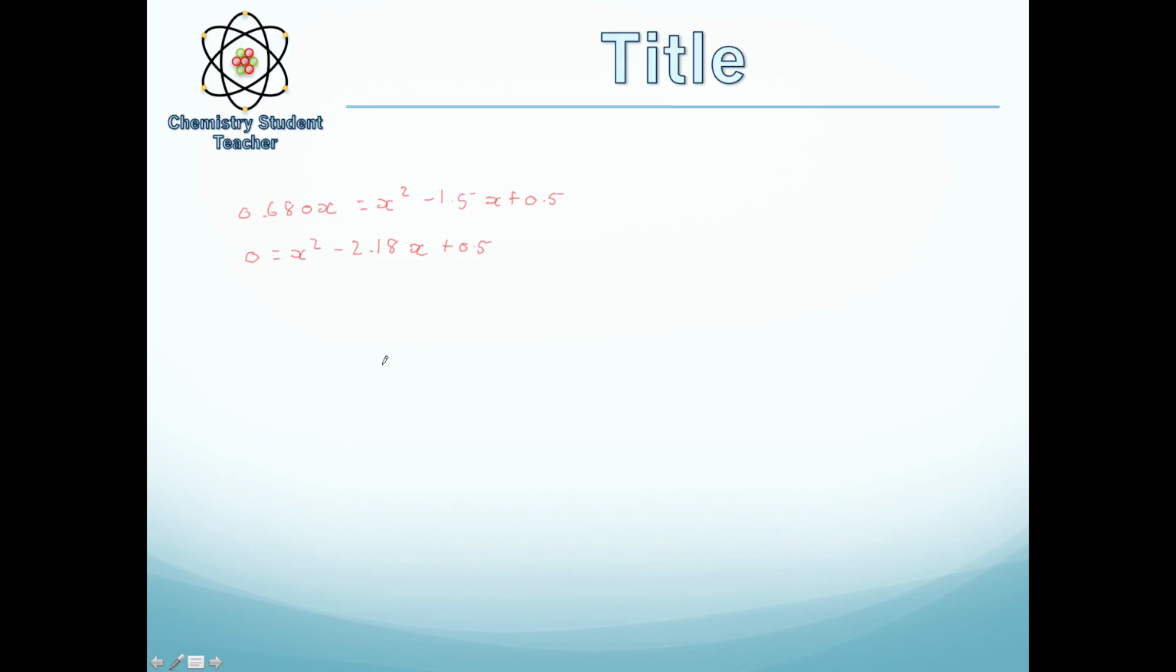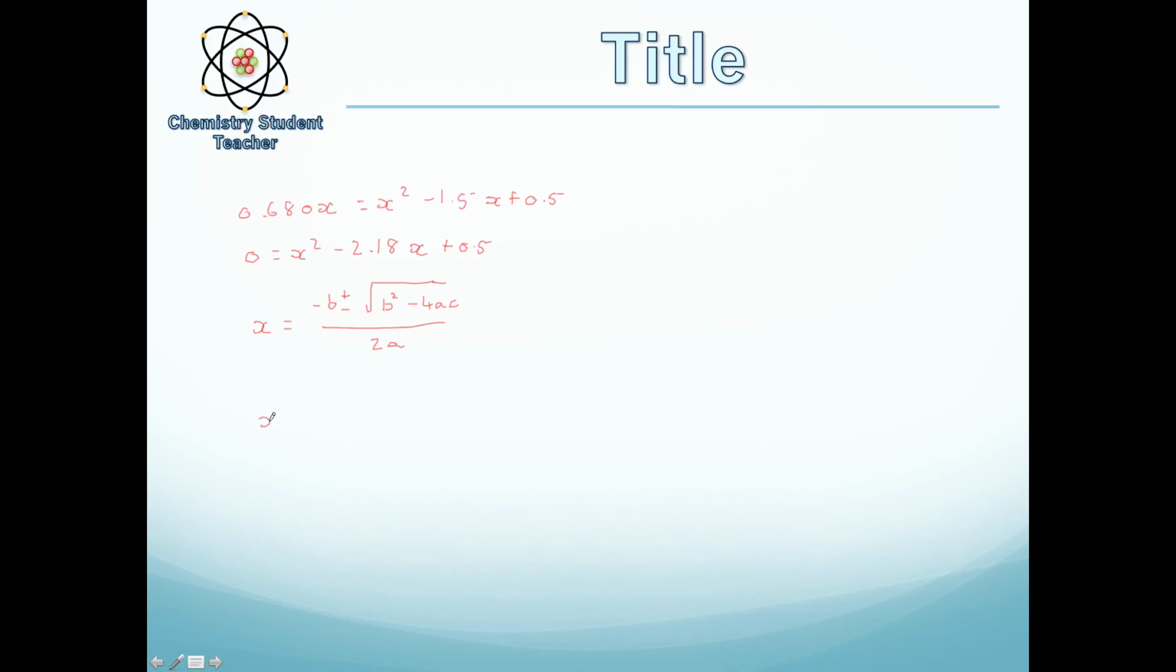So how do we get x of a quadratic? Well, we can't simply put it in brackets because they're not nice numbers to work with. So what we'd do is use the quadratic equation. So that is defined as x equals minus b plus or minus the square root of b squared minus 4ac, all over 2a, where a is defined as the term in front of the x squared, b is defined as the term in front of the x, in this case minus 2.18, and c is defined as the term at the end here, which is 0.5.